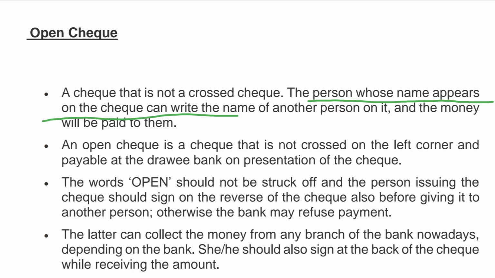An open check is a check that is not crossed on the left corner and is payable at the drawee bank on the presentation of the check. So an open check is not crossed on the left corner and it will be payable at the drawee bank on presentation of the check.